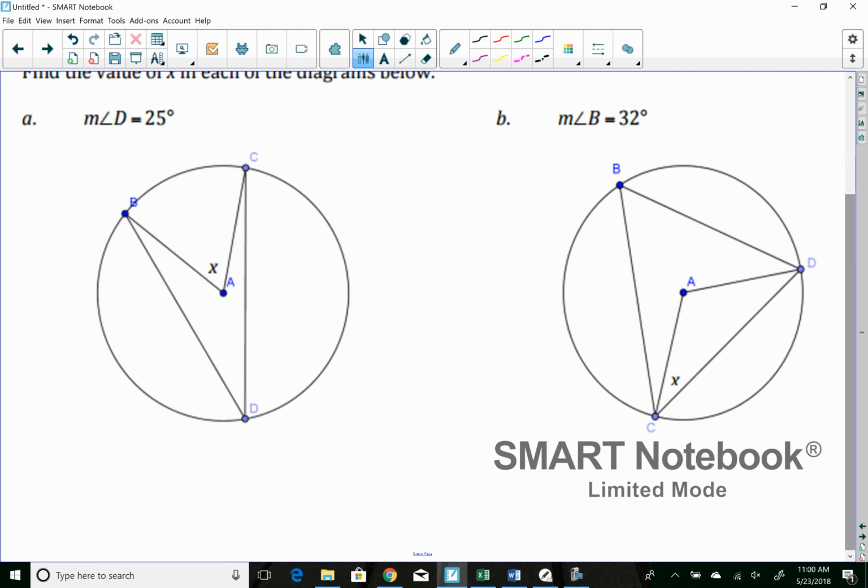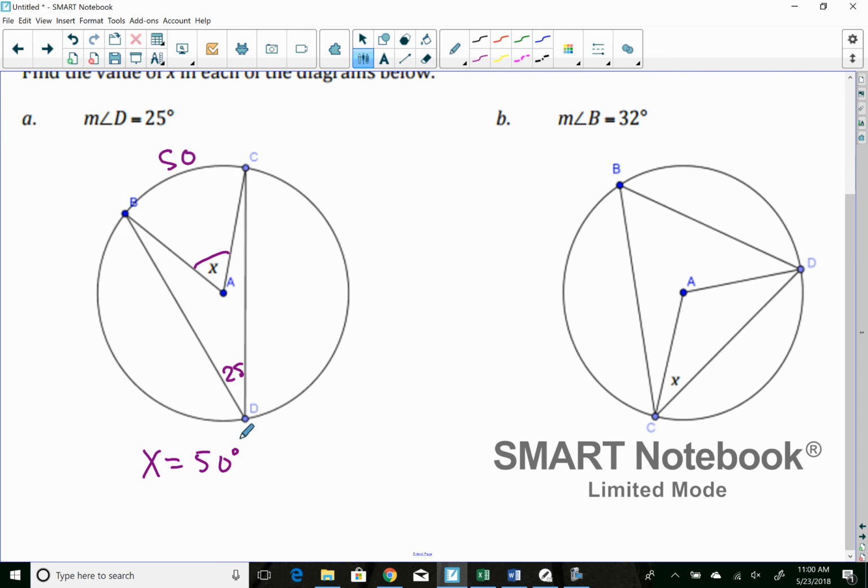So it says angle D in this first part is 25. Which means arc BC is going to be 50. Why? Because the arc is double the length of the angle. Angle BAC, which is angle X, which we're looking for, is a central angle. If you notice, it's created by two radii. Therefore, angle X is 50 degrees.